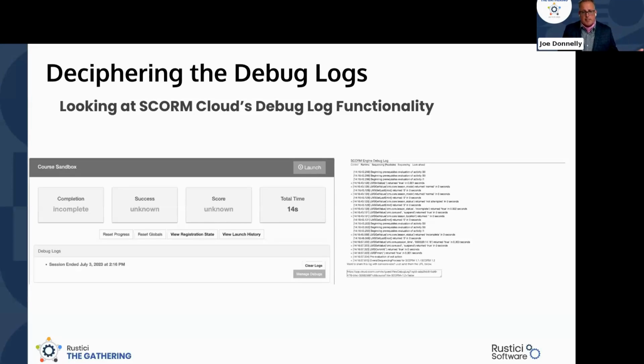This is the course sandbox, and I'm going to show this to you live in a minute. The course sandbox is at the top of the course's homepage. It's going to give you a nice scoreboard about your completion status, your success status, your score and time, the big four, if you will. Down in the debug section, you've got a section that will list out every session that you've taken the training in. So you can go through, click on the session where you've completed the training, for example, and then you get something that looks like this.